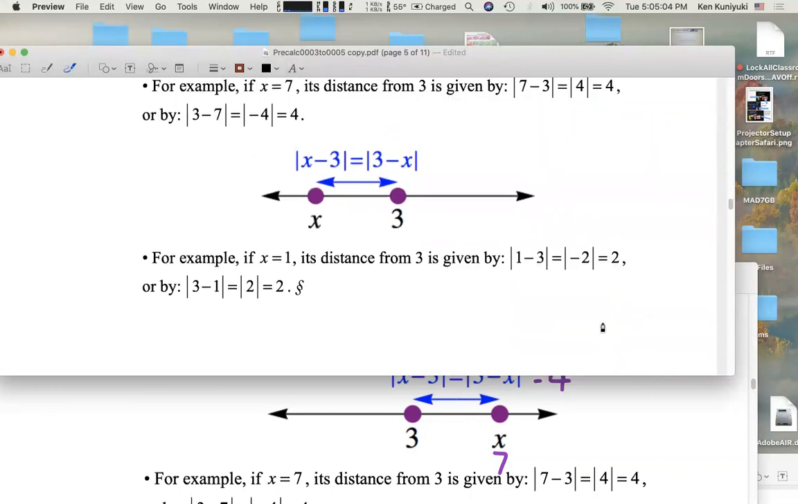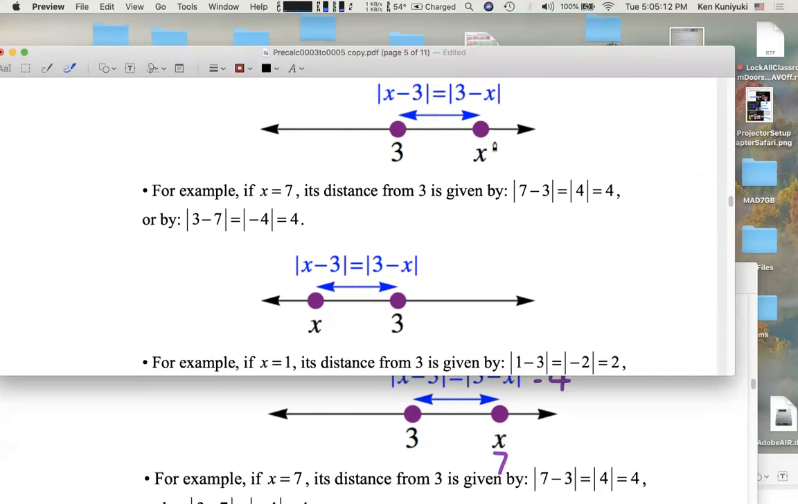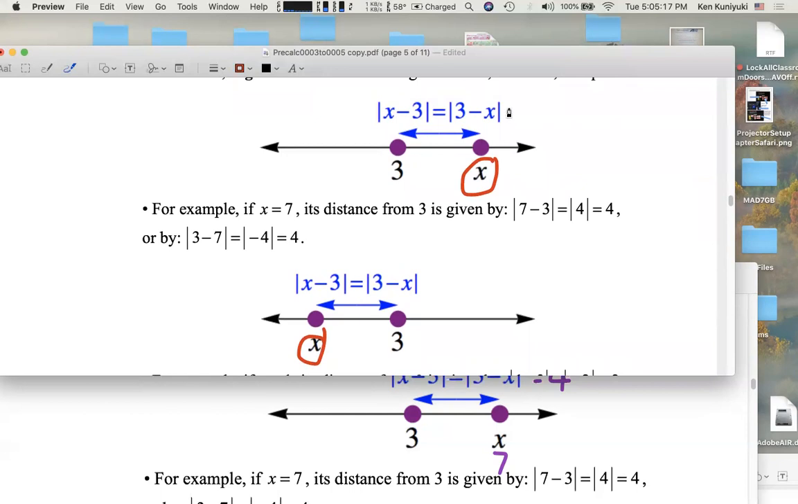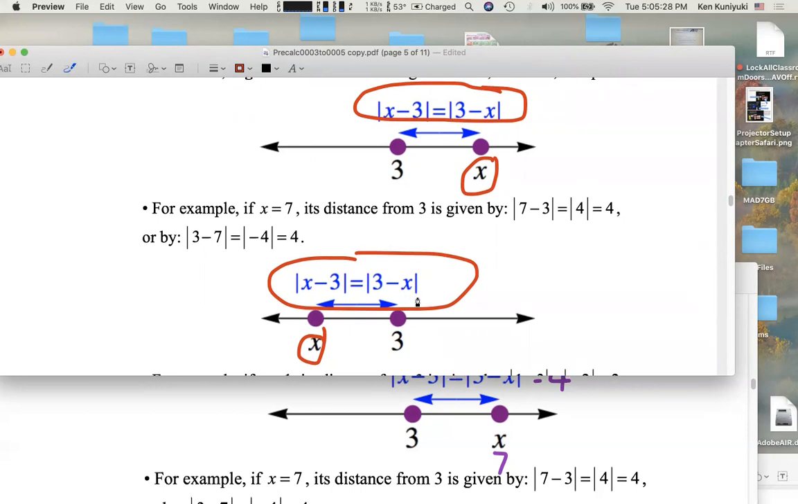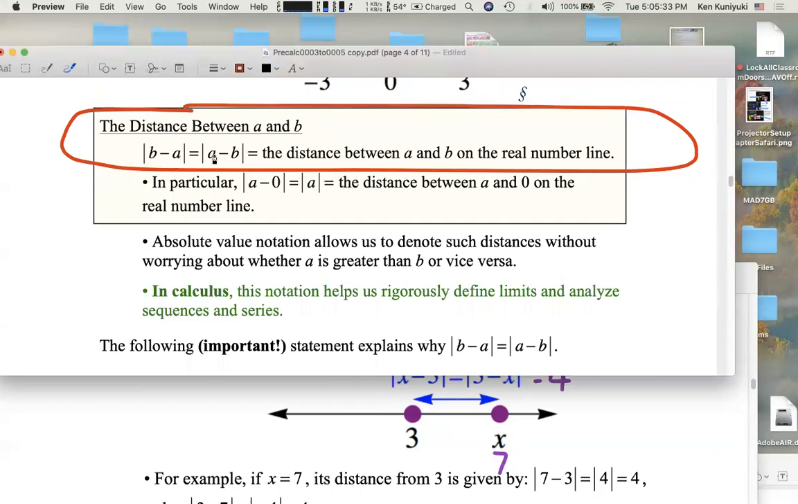So again, this comes up in calculus because you want to know if two numbers are close, and it doesn't matter which one is bigger, which one is smaller. In these pictures, here x is greater than 3, here x is less than 3. But either way, either of these two expressions will work, the absolute value of x minus 3 or the absolute value of 3 minus x. It doesn't matter who's bigger and who's smaller. It's very convenient. Again, these both represent the distance between a and b on the real number line. Both are non-negative.